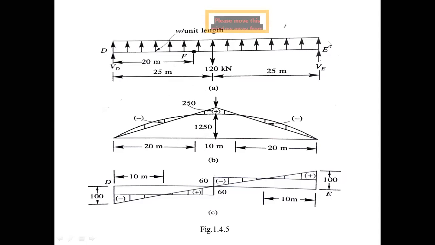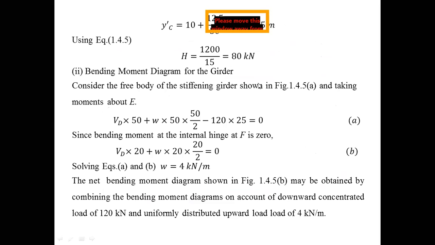Take moment about point E. Then what is the equation? Sigma M equals 0. Vd into 50 plus W into 50 by 2, both in the clockwise direction because the force is upward. This upward force creates clockwise moment, and the 120 is downward, creating anti-clockwise moment. 120 into 25. That must be equal to 0. This is equation A.